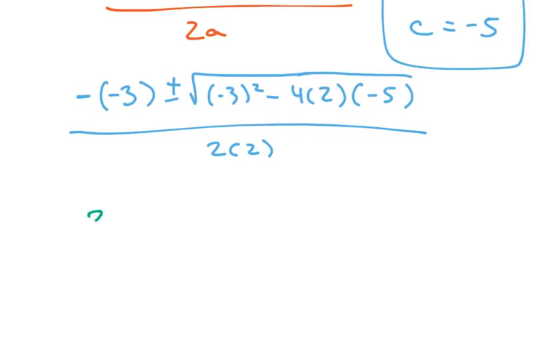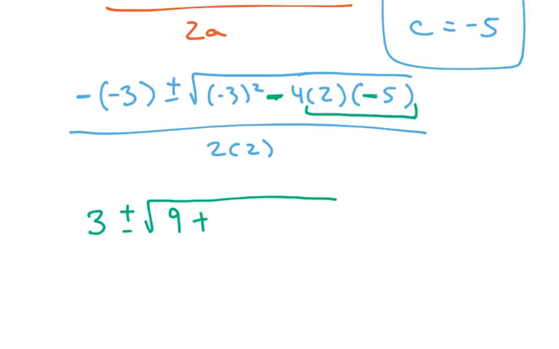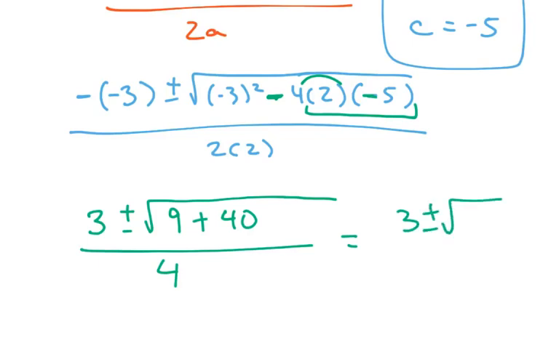Negative negative becomes a positive, so this is 3 plus or minus the square root. Negative 3 squared is 9. What I like to do is play with the sign, so negative becomes a positive. And I'm always looking for the fastest way to do this, so I'm going to do 2 times 5, which is 10. 10 times 4 is 40. Makes it easier. And this is over 4. And this breaks down to 3 plus or minus the square root of 49, over 4.